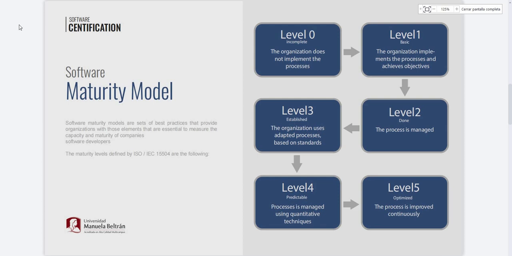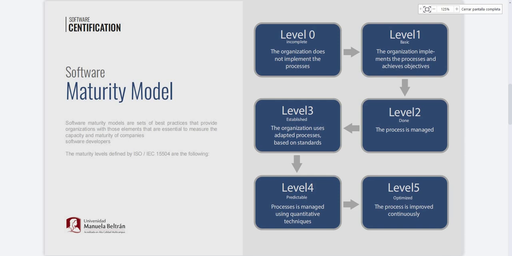Maturity levels are defined as follows. Level 0, incomplete. The organization does not implement the process. Level 1, basic. The organization implements the process and achieves objectives. Level 2, done. The process is managed. Level 3, established. The organization uses an adapted process based on standards. Level 4, predictable. The process is managed using quantitative techniques. Level 5, optimized. The process is improved continuously.